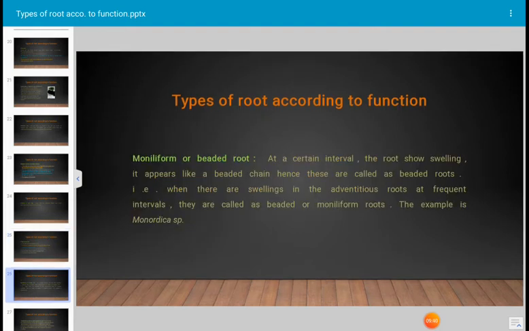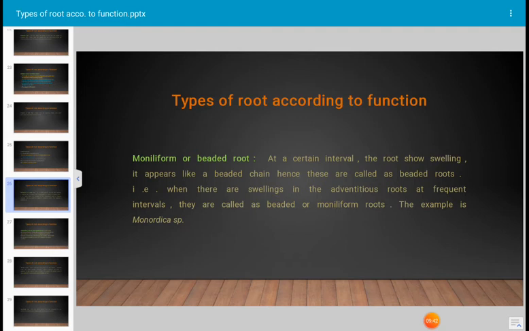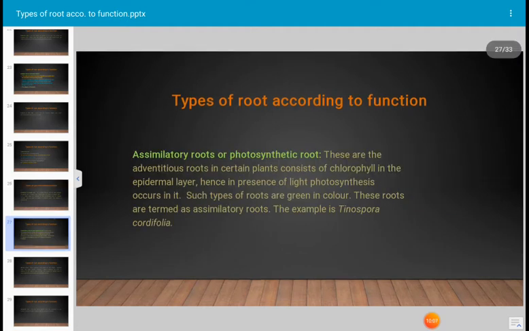Moniliform or beaded roots. At a certain interval, the root shows swellings. It appears like a beaded chain. Hence, these roots are described as beaded roots or moniliform roots. In other words, when there are swellings in the adventitious roots at frequent intervals, they are called moniliform or beaded roots. Example is Momordica. Next, assimilatory root or photosynthetic root.